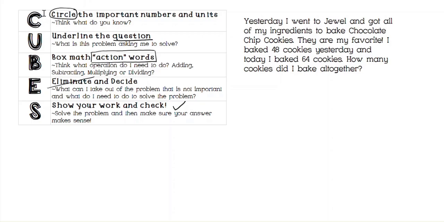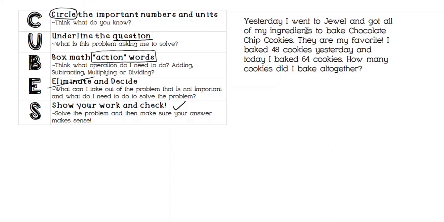So we have a word problem here, and it says, yesterday I went to Jewel and got all of my ingredients to bake chocolate chip cookies. They are my favorite. I baked 48 cookies yesterday, and today I baked 64 cookies. How many cookies did I bake all together? Okay, so we're going to start with C. We need to circle the important numbers and units.